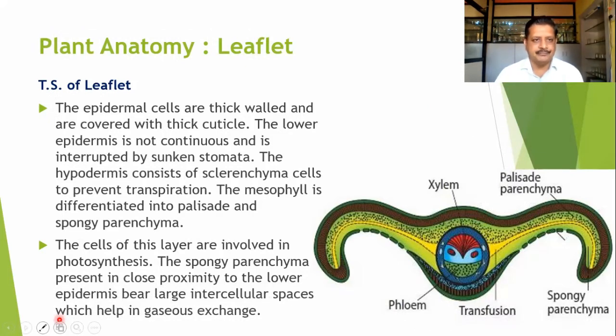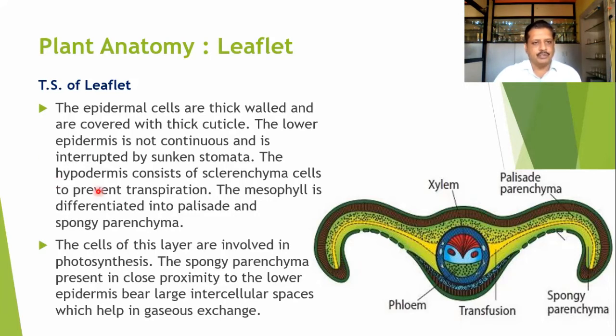TS of the leaflet. Here you can observe that the TS is also typically shaped. The epidermal cells are thick walled and they are covered with a thick cuticle. Here the green line shows the thick cuticle which is formed there. So here the lower epidermis is not continuous as it is interrupted by the sunken stomata. Sunken type of stomata are there on the lower surface.